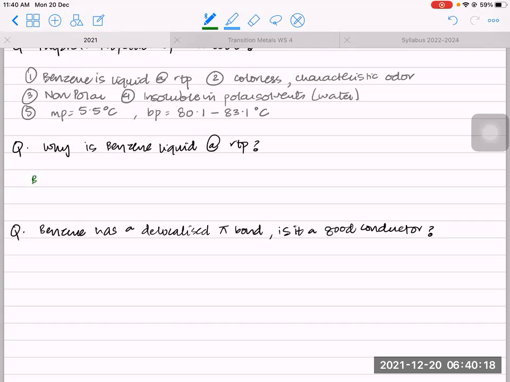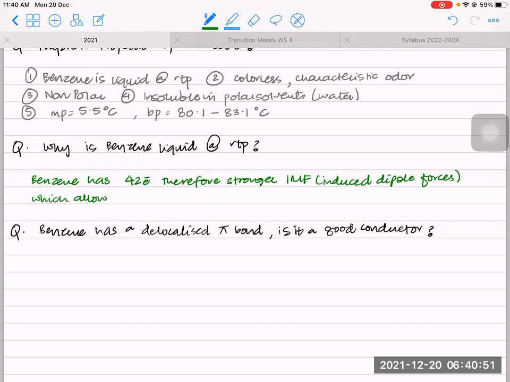So let's see, why is benzene liquid? Because benzene has 42 electrons. And these 42 electrons are not too few. They are a pretty decent number of electrons. Therefore, benzene has stronger intermolecular forces, which are which ones? Induced dipole, temporary dipole forces. Yes, so it has strong induced dipole forces, which allow benzene to be a liquid at RTP.